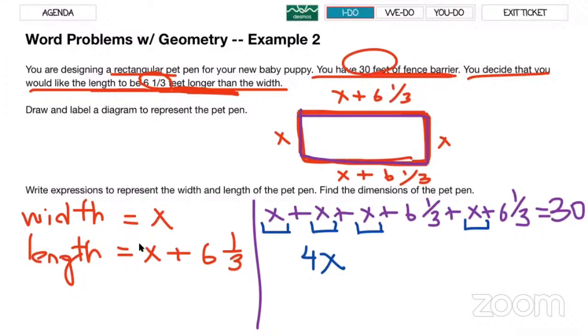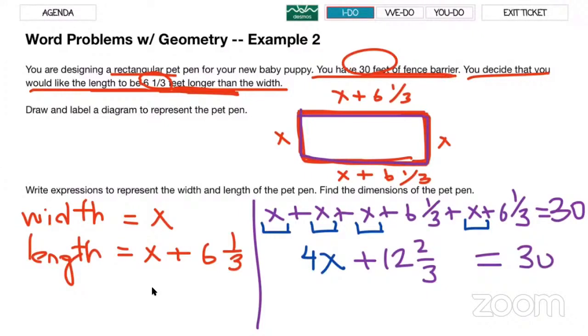And the last thing, you need to take a look at what numbers you have. You need to combine them. You have 6 1/3 and 6 1/3. You have twice 6 1/3. And if you add them together by using a calculator, you will end up with 12 2/3. Okay. I need more space, but I'm trying to write it down in the shortest way. So everything is equal to 30.